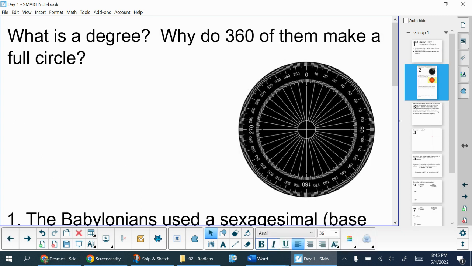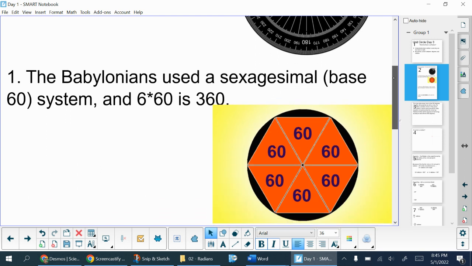So the first question is, well, if we're so concerned about getting rid of degrees, what is a degree? And more importantly, why are there 360 of them to make a full circle? There's basically 3 reasons, and 2 of them are kind of similar anyway.